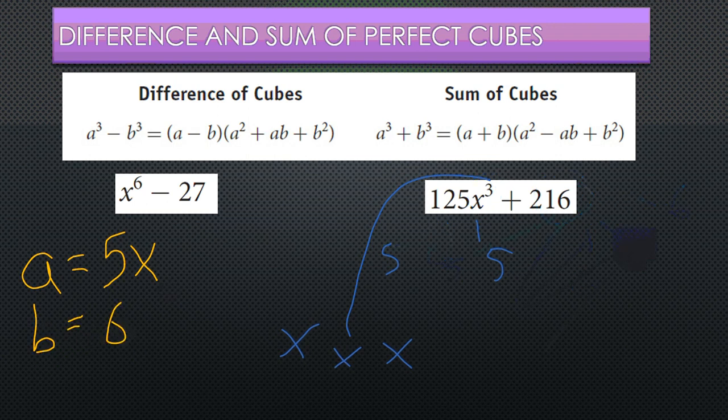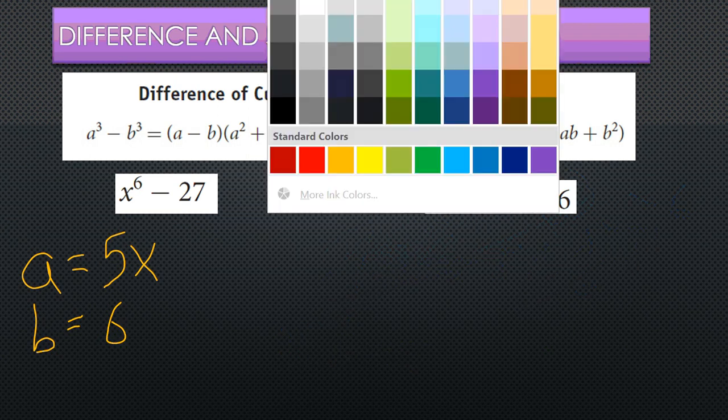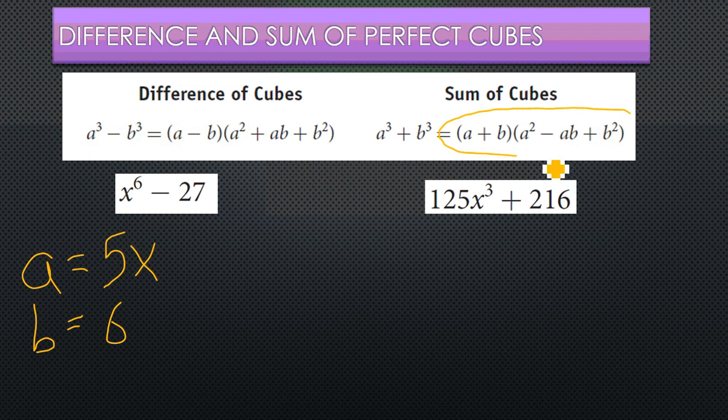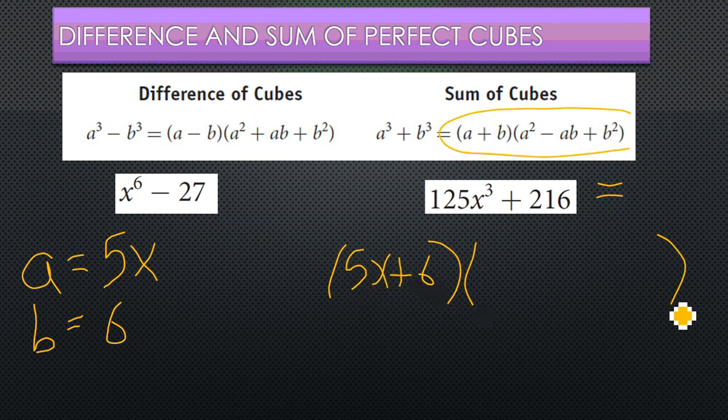Okay, we're just going to follow the pattern. Again, don't worry about the signs except for in the formula. You're only following what's right here in the formula. So it says that this should equal a plus b. In this case, a is 5x, b is 6, and then we're doing a squared, which is 5x squared, which would be 25x squared. Make sure you're squaring the whole thing, not just the x.